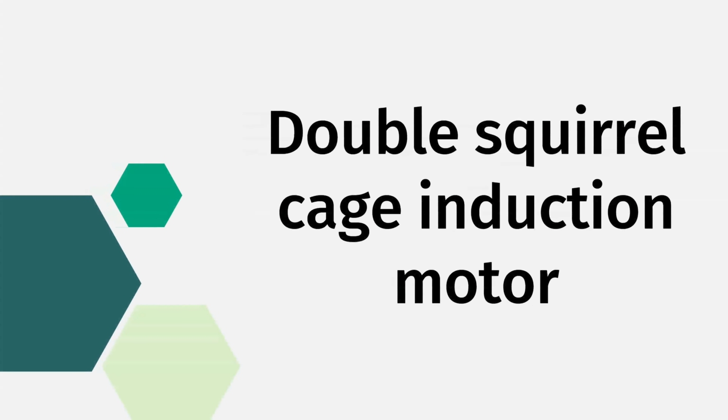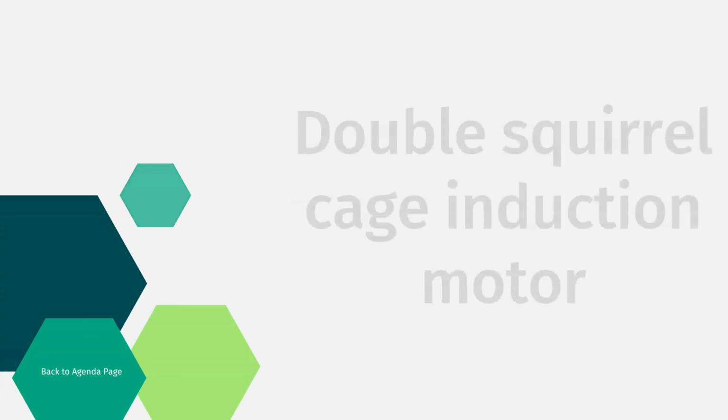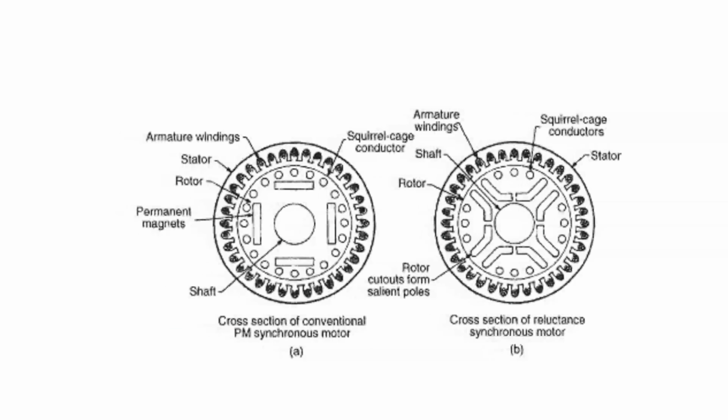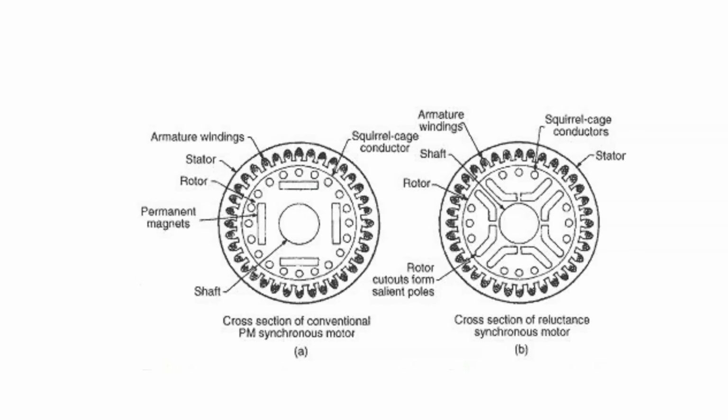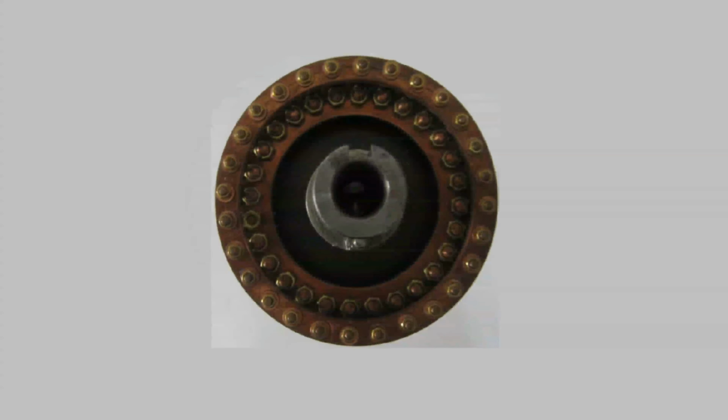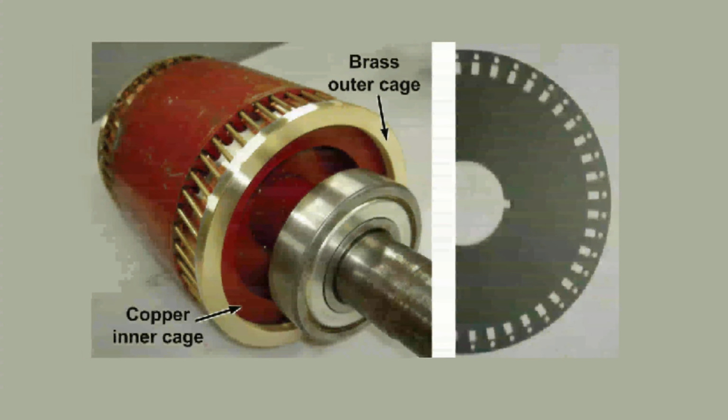Now, we'll see the double squirrel cage induction motor. A double squirrel cage induction motor is similar to a squirrel cage induction motor but has two sets of rotor bars. This provides higher starting torque and lower starting current than a squirrel cage induction motor. It has high starting torque, large overload capacity, and nearly constant speed. Double squirrel cage induction motors are used for electric drives which require high starting torque, such as compressor pumps, crushers, boring mills, cranes, punches, and lathe machines.